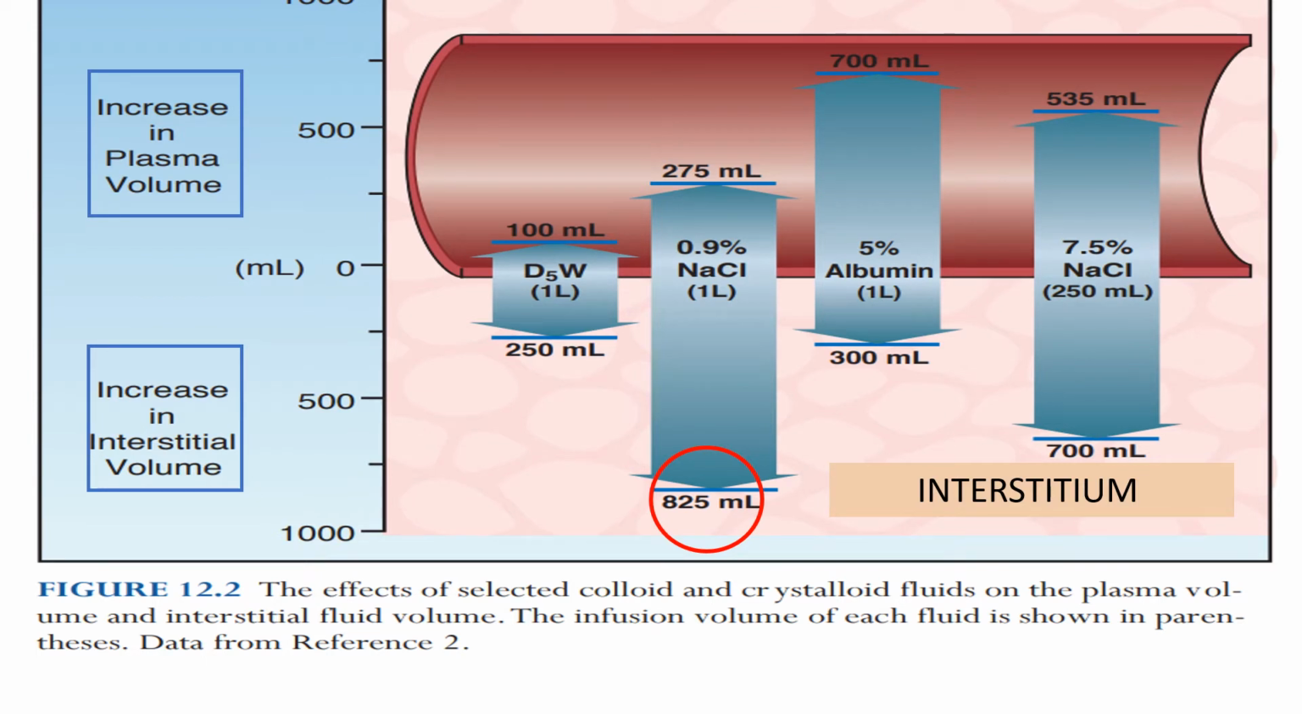Here I've tried to show you the distribution of the different types of fluid: 5% dextrose, saline and albumin. When you infuse it, this is the distribution in different compartments. So you see, for 1 liter of 5% dextrose, only 100 ml remains inside, and for saline 275 remains inside. But you also see there is 825 in the interstitium, and if you add 275 to 825, it is more than 1 liter. Right? So how does that happen?